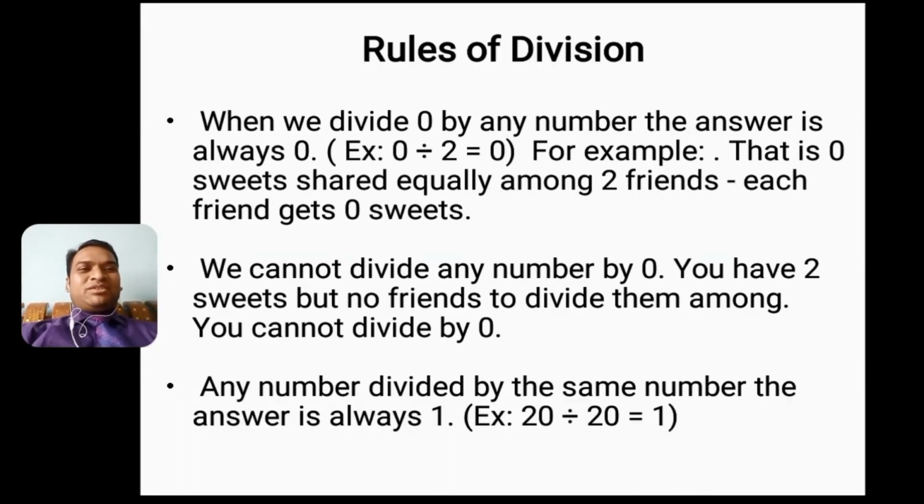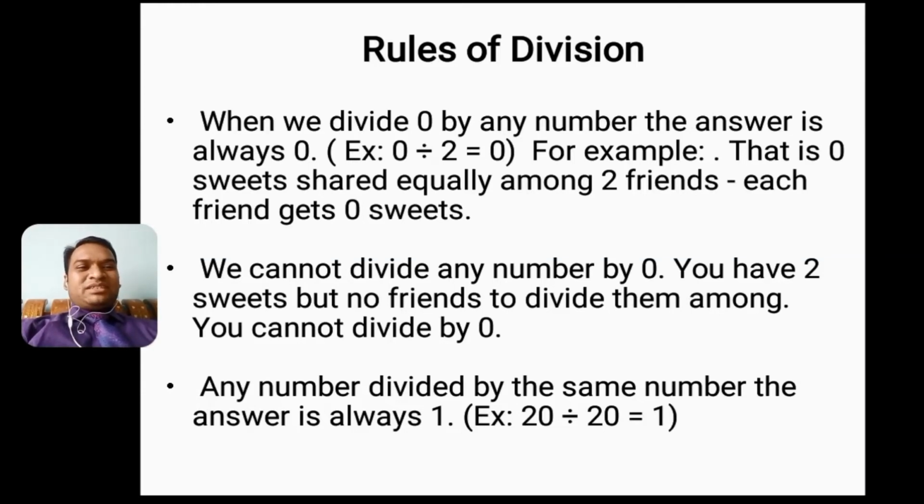Another one is we cannot divide any number by 0. With 0 we cannot divide any number. In this way, if you have 2 sweets but no friends, how can you divide? It is impossible. So we cannot divide it.